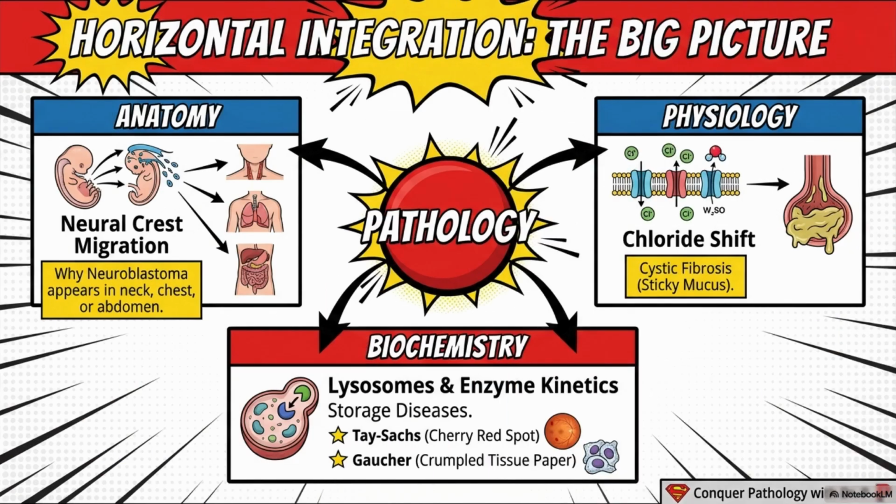Let's zoom out and connect the dots. This is how you score top marks. Anatomy. Neural crest migration explains why neuroblastoma appears in the neck, chest or abdomen. Physiology. The chloride shift concept helps you understand cystic fibrosis from part 1. Biochemistry. Lysosomes and enzyme kinetics are the foundation for storage diseases from part 2. Everything is connected.